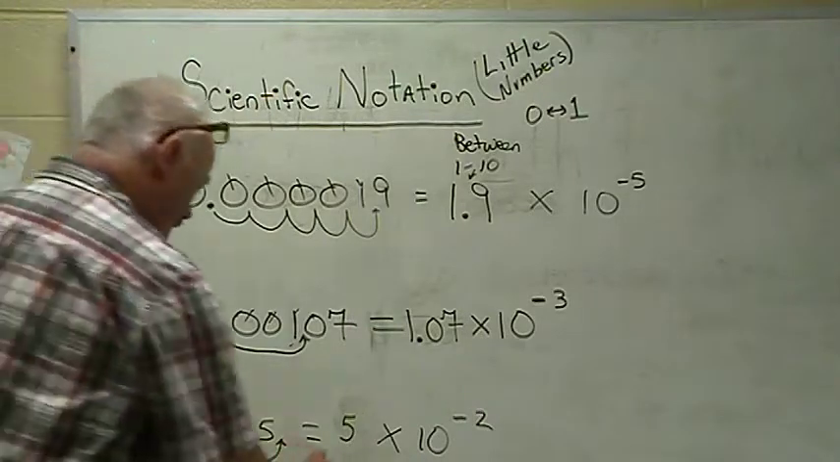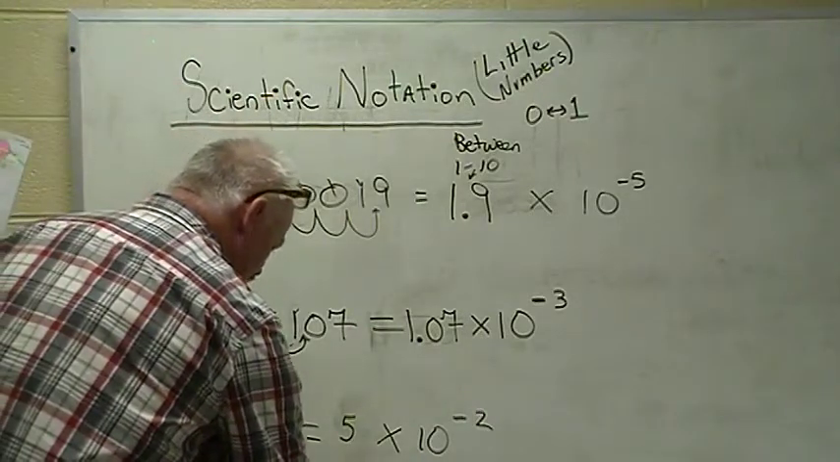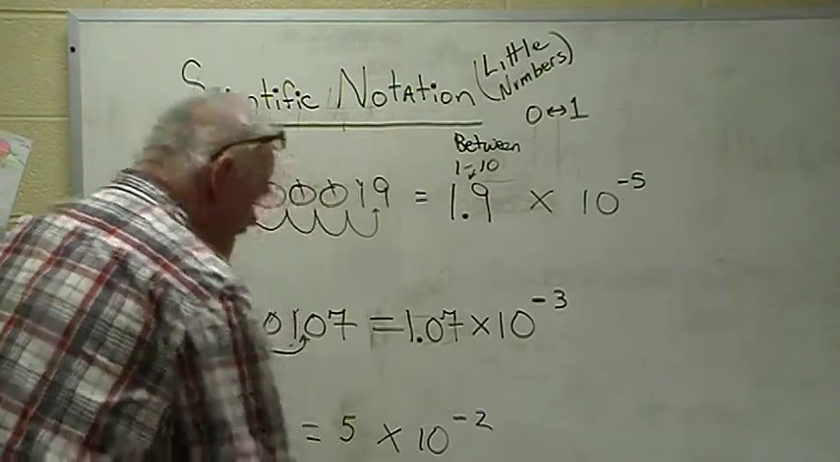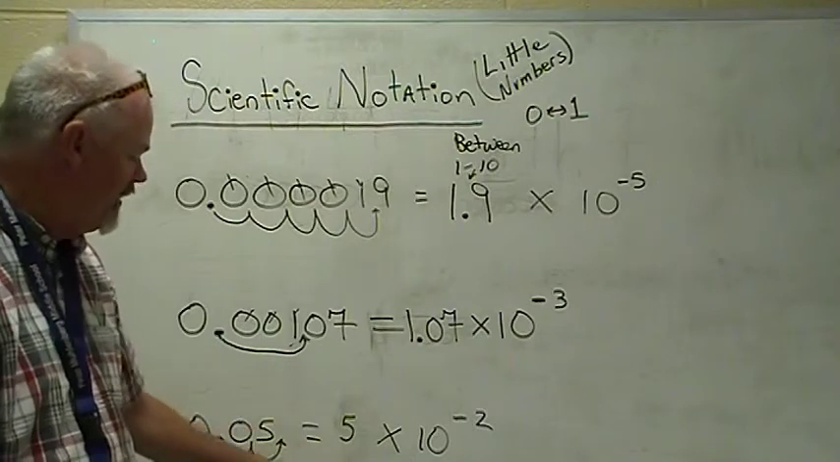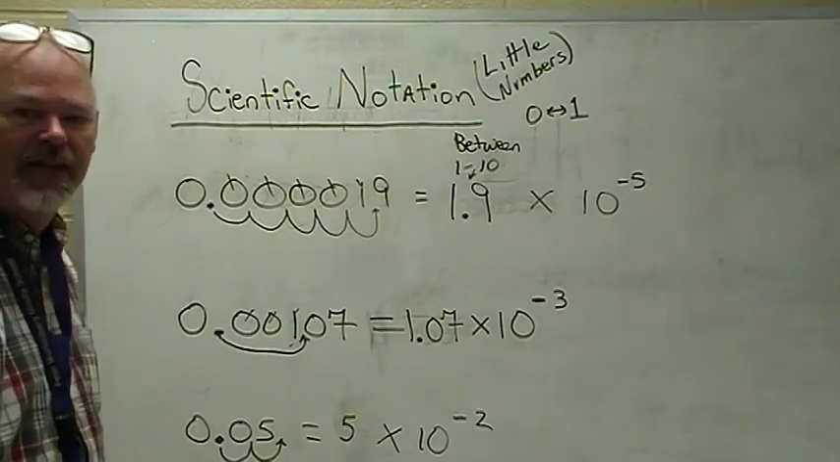Now, I'm not going to get upset if you write 5.0, because that's the same number too. That 0.0 means nothing. But sometimes you're going to see it this way or this way. Either one is fine. Either one is fine.